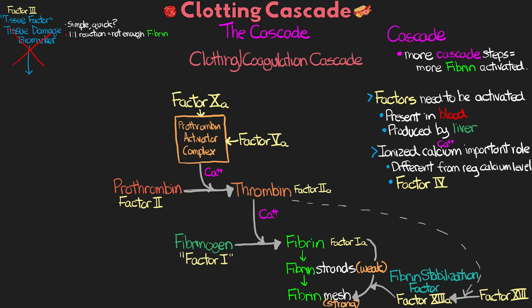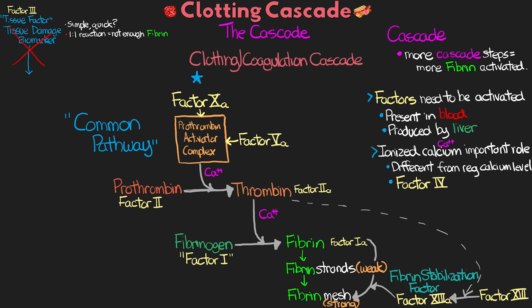In fact, all of what I've just shown you is something that we refer to as the common pathway of the clotting cascade. So from the point of conversion of factor 10 to activated factor 10, this is the start of the common pathway. And as you can guess, there are actually different ways in which we can activate factor 10.